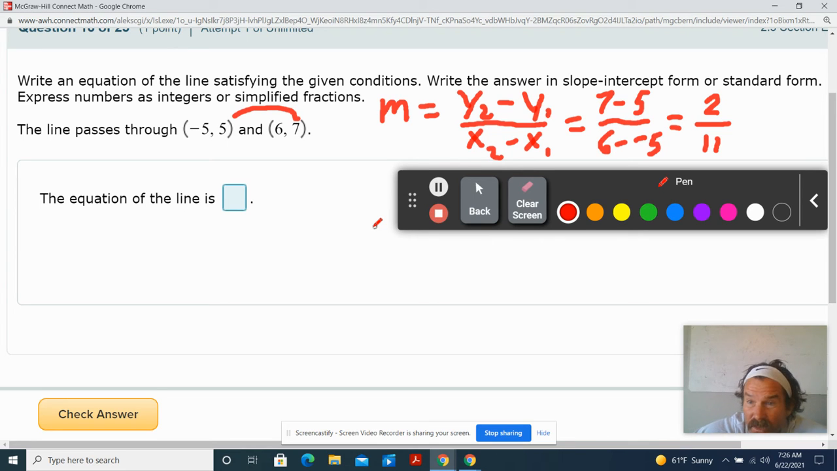But just leave the fraction as 2 over 11. Okay. 7 minus 5, that's where I got the 2. 6 minus negative 5, that's how I got the 11. Okay, so now you got to start writing the equation. Y equals 2 over 11. That's the number, that's the slope. X plus B.